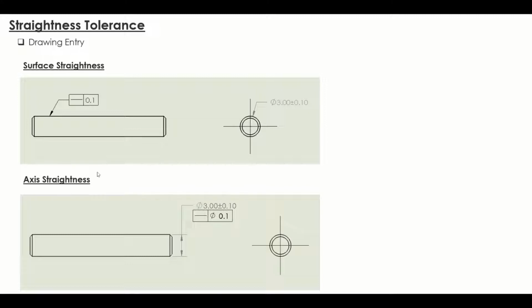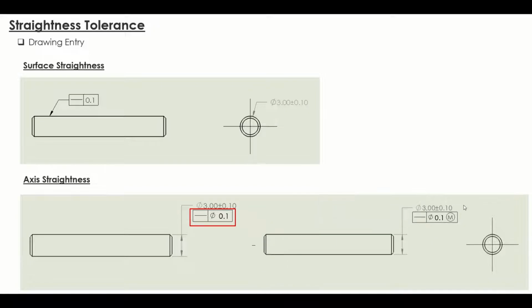For axial straightness, the modifier can also be added to the feature control frame. So it means that at maximum material condition, MMC, when the diameter is 3.1, the straightness should be controlled within 0.1. So with MMC, we're able to get a bonus tolerance when the diameter is smaller than MMC.